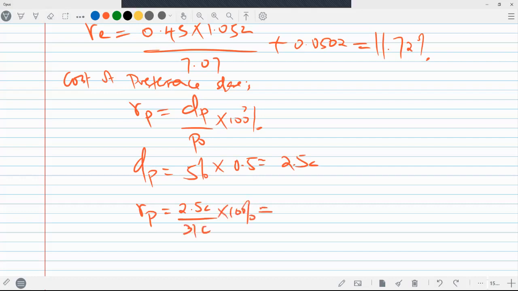To give us how much? 8.33%. 8.33% for the cost of preference share.